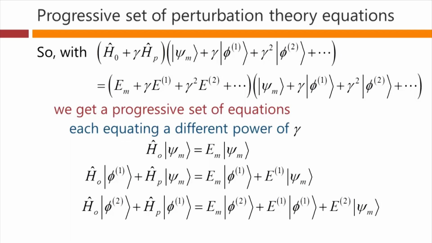For the second order, we have H0 operating on gamma squared phi 2. We have gamma Hp operating on gamma phi 1. And on the right-hand side, we have Em times gamma squared phi 2, and E1 times gamma phi 1, and gamma squared E2 times psi m. And again, we can drop the gamma squareds on both sides. And we could keep on going like this. So we've separated out three, and more if we want them, different equations by equating powers of gamma on both sides.